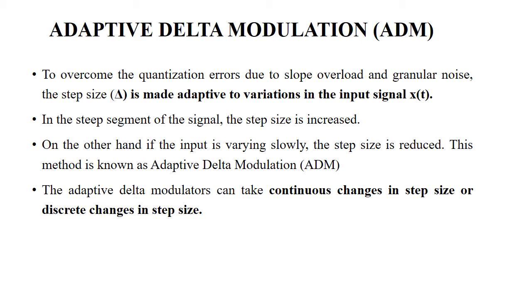To overcome the quantization error due to the slope overload and the granular noise, the step size will be made adaptive to the variation in the input signal x of t. So the step size will be increased when the input changes rapidly. On the other hand, if the input is varying slowly, the step size is reduced. This method is known as adaptive delta modulation. Adaptive delta modulators can take continuous changes in the step size and also discrete changes in step size.